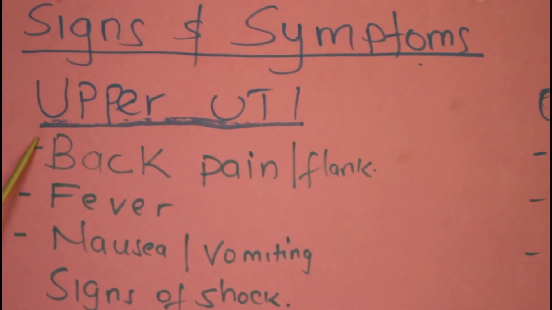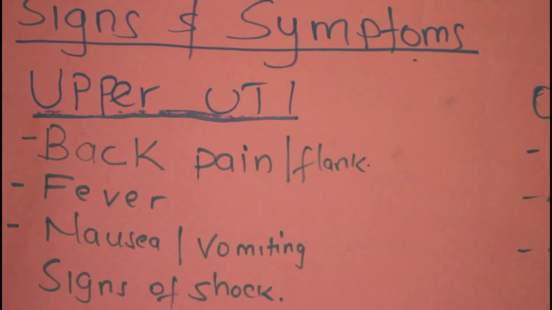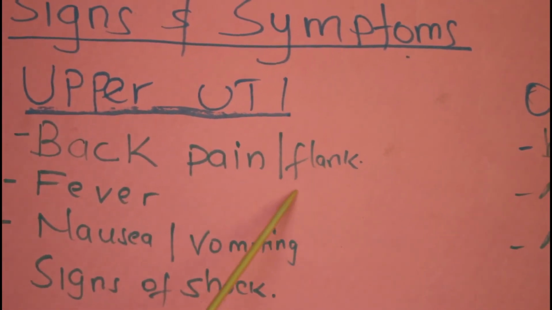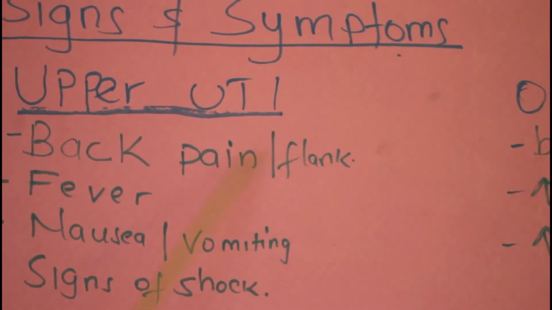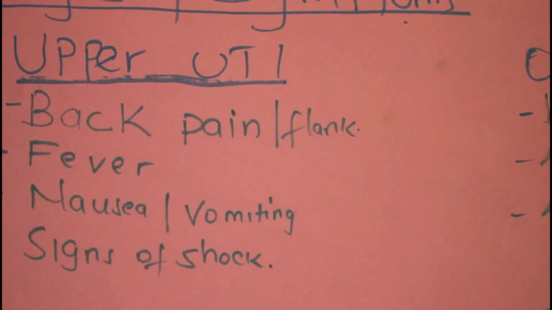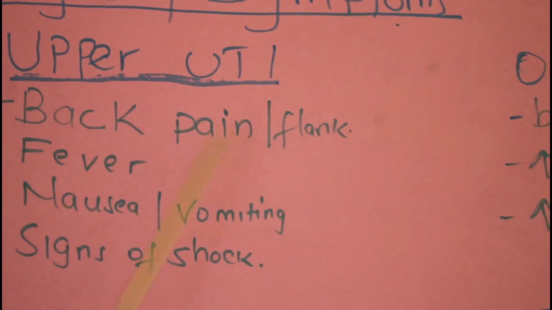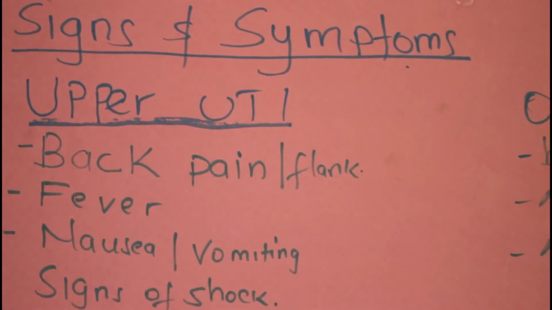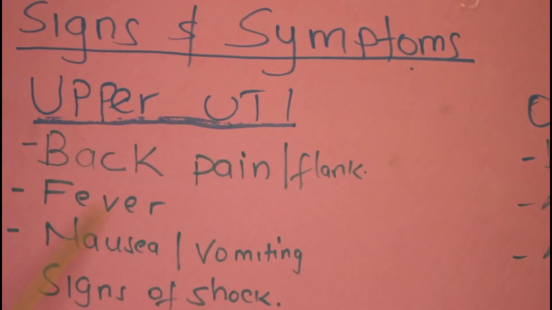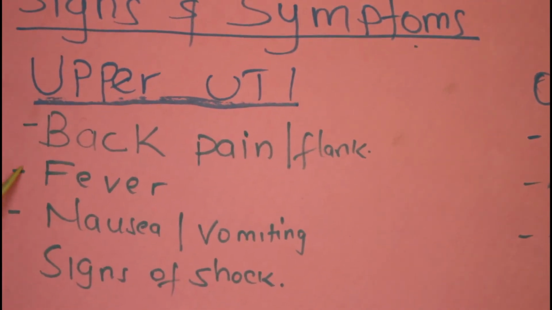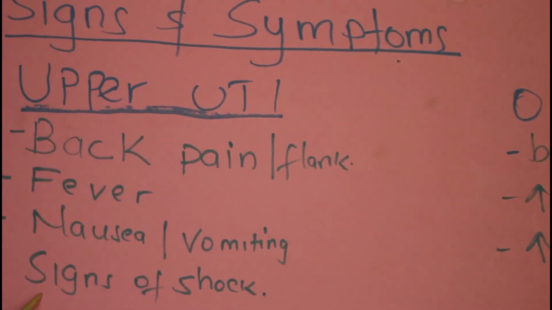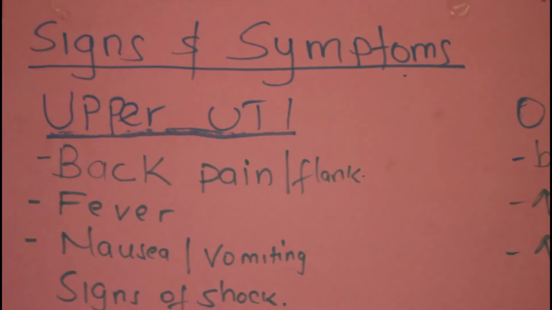So let's start with the upper part. You will have a feeling of back pain or flank pain. Flank pain is just below your ribcage, where the kidneys are located. You also present with fever, high fever, nausea and vomiting, and also signs of shock.